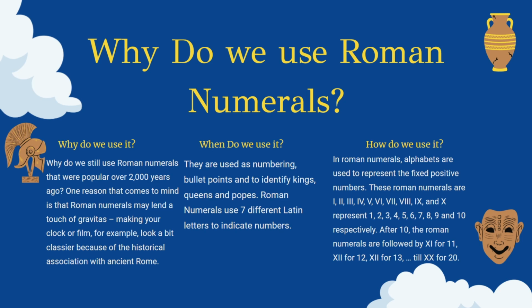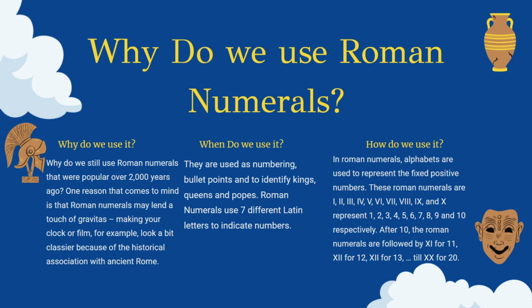One reason that comes to mind is that Roman numerals may lead to a touch of gravitas, making a clock or film, for example, look a bit classier because of the historical association with ancient Rome. When do we use it? They are used when numbering bullet points and to identify kings, queens, and popes. Roman numerals use 7 different Latin letters to indicate numbers.